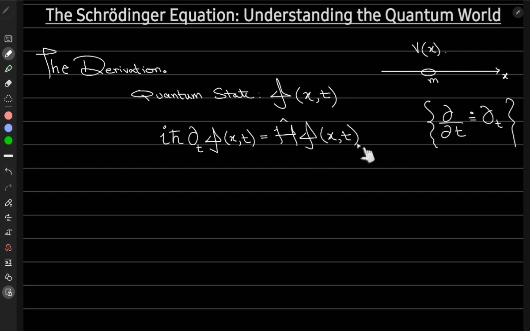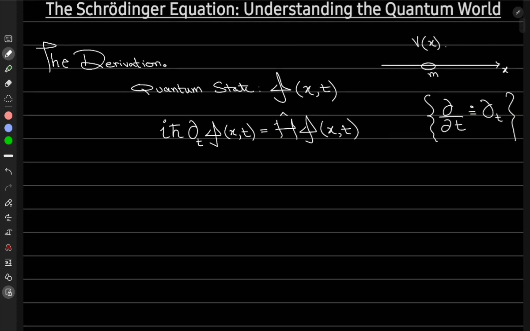So it is something like this. Again, this H with a little hat on top of it is the Hamiltonian operator. You can think of it as the total energy operator. So when this Hamiltonian acts on the quantum state, it should give you the information about the total energy of the system whose quantum state is psi, right?